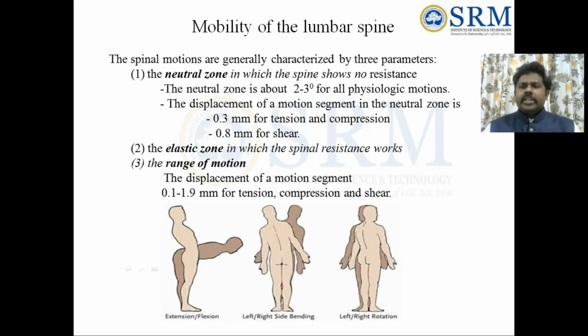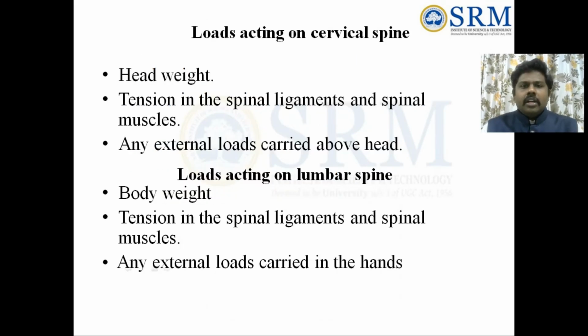And coming to the next one. Now, loads acting on the spine. What are the different loads acting on the cervical spine and the lumbar spine? We cannot tell this for the thoracic spine. The reason is that the thoracic spine is also supported by the rib cage. The complete rib cage is attached to it, so evaluating the forces and loads acting on the thoracic spine is a complicated study.